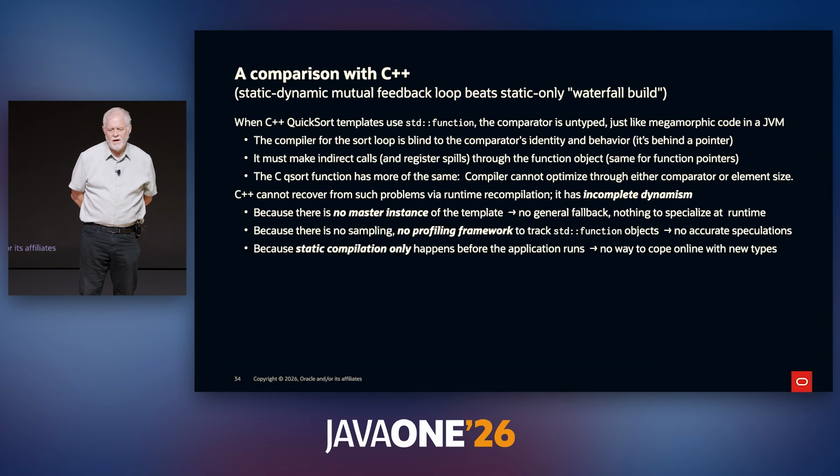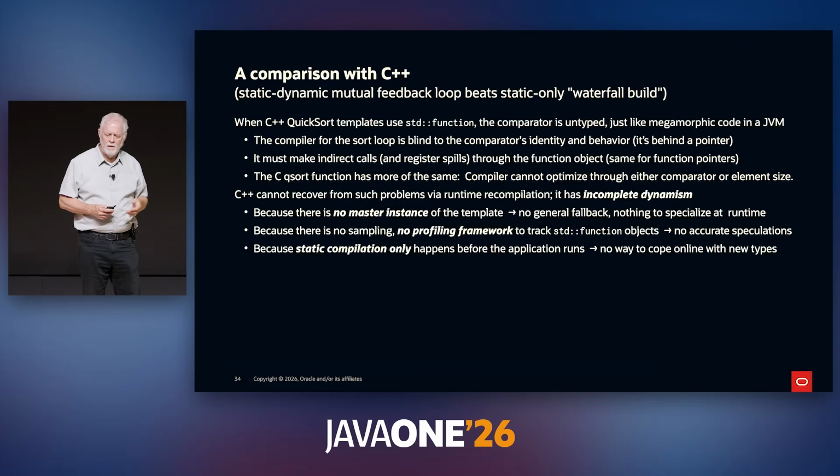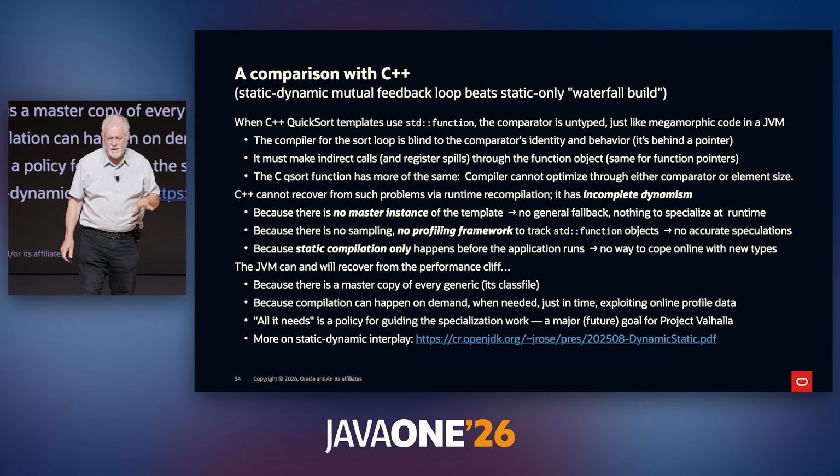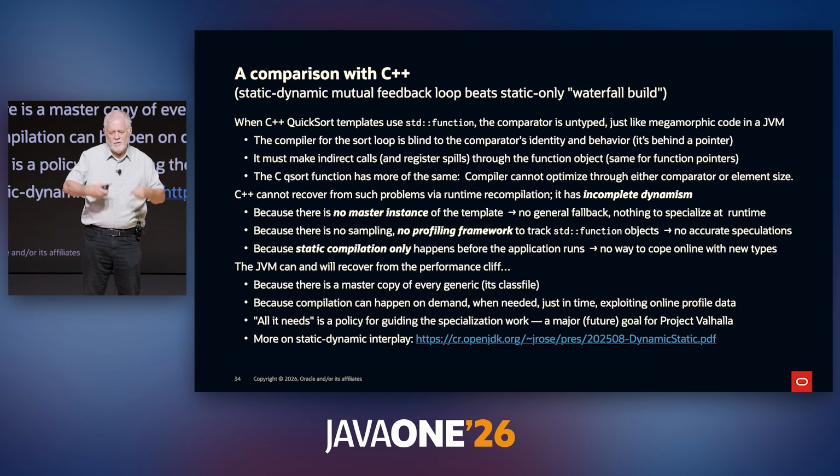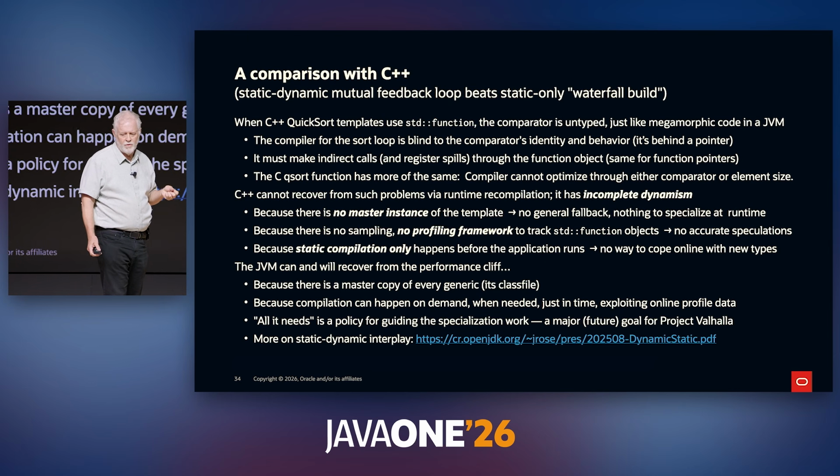So C++ can't recover at all, not dynamically, because it has incomplete dynamism. There's no way to fall back to the big generic method that might be at the bottom of the cliff, but at least it runs correctly. There's no sampling or dynamic profiling to inform dynamic optimization. It's just static compilation. The JVM has the additional features that let it recover better.